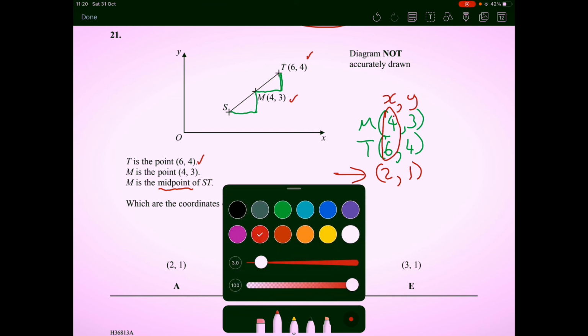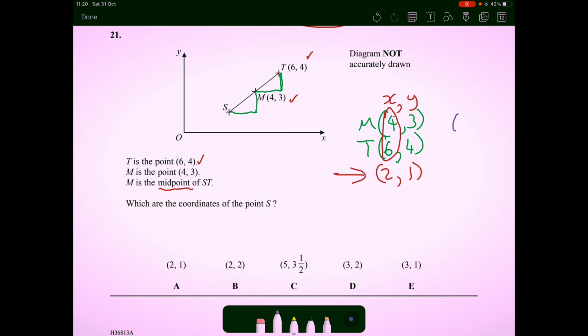So, with that being said, M is (4, 3), that's our midpoint. And what we're going to do is subtract (2, 1) from that to find out what S is. So 4 take away 2 is 2, and 3 take away 1 is also 2. So we would be looking for the answer B.